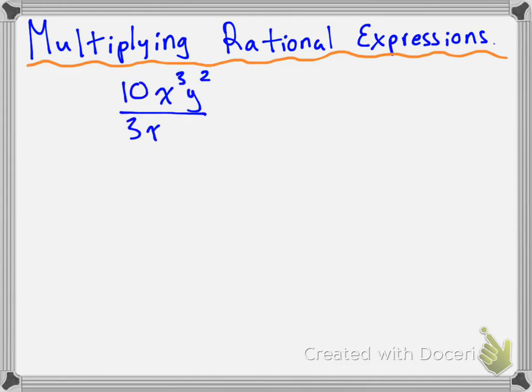So let's say we have the rational expression 10x cubed y squared over 3x to the power of 4 y to the power of 3, and we're multiplying that by another rational expression, 21x y squared over 5x squared y.